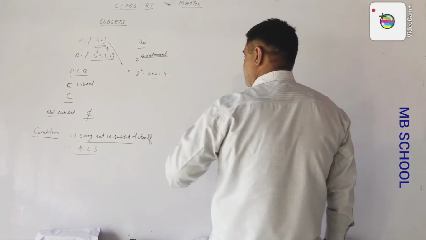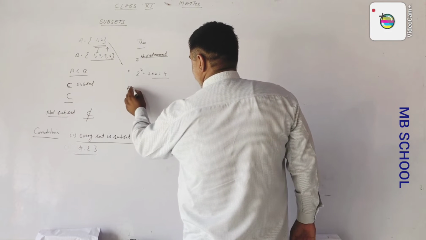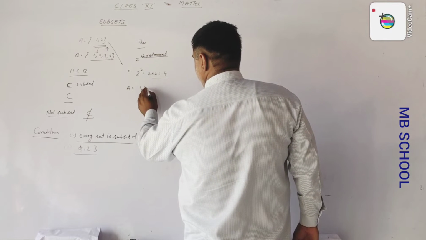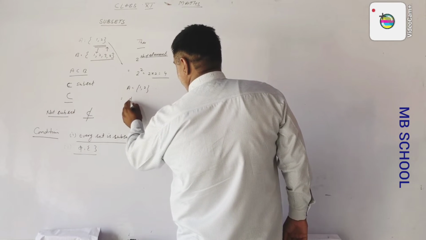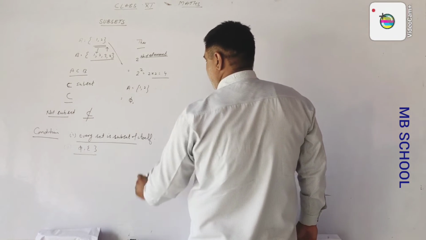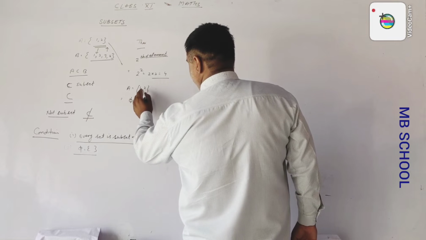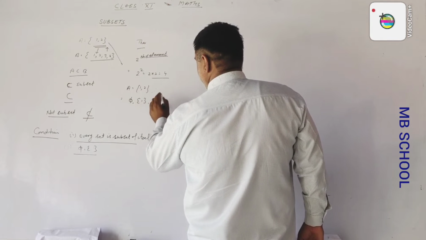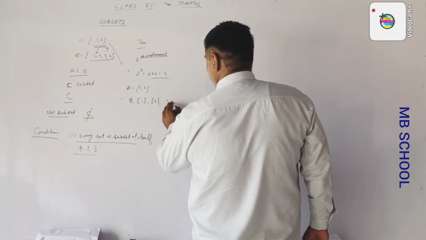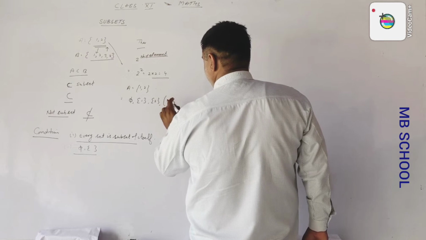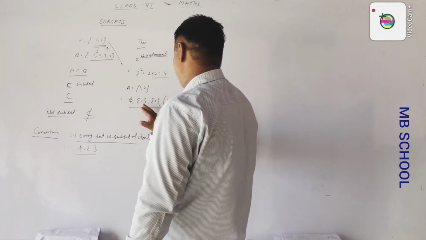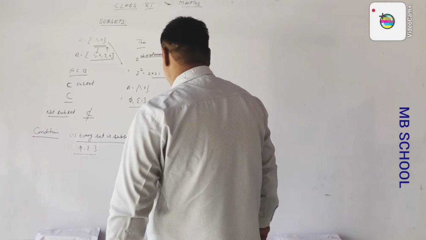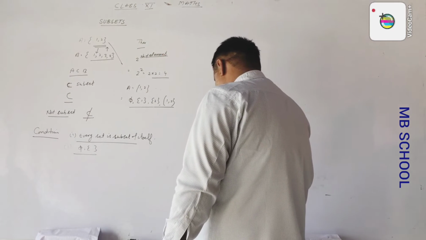Now we write the subsets of this A, the set of 1, 2. First of them we write the empty set, which is the first subset. Then we write 1 and 2 separately, and then the set 1, 2 itself. These are the 4 subsets of this set. This is the number of subsets for this topic.